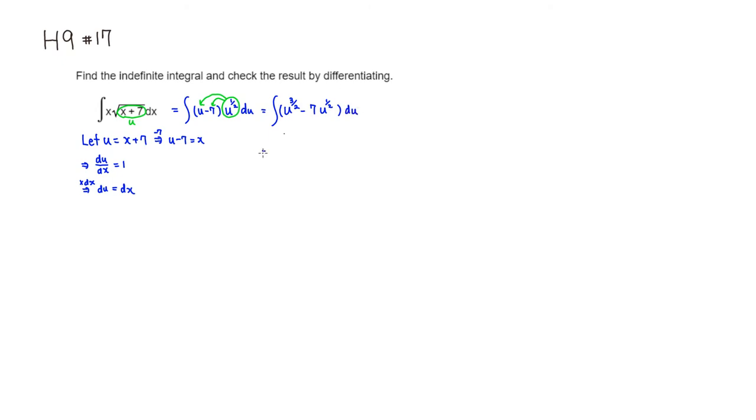So this is just going to be a power rule. Add 1 to the power, so that's going to be 5/2. Divide by 5/2 is equivalent to multiplying by 2/5. So we have that, and the negative 7 is already there. Add 1 to the power, so it's going to be the 3/2 power. Divide by 3/2 is equivalent to multiplying by 2/3. Since this is an indefinite integral, you have a plus some constant c.